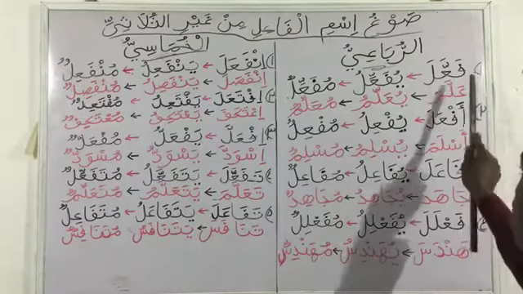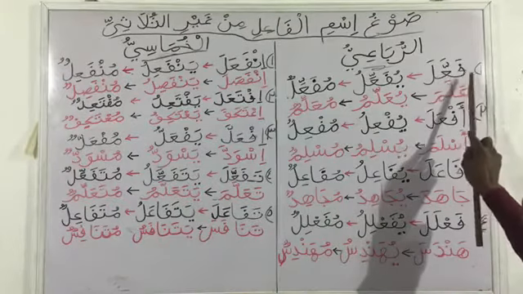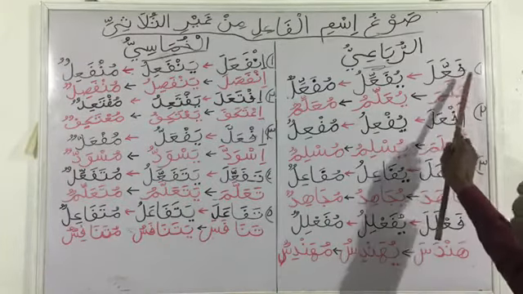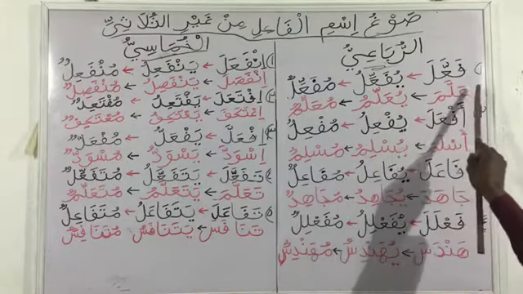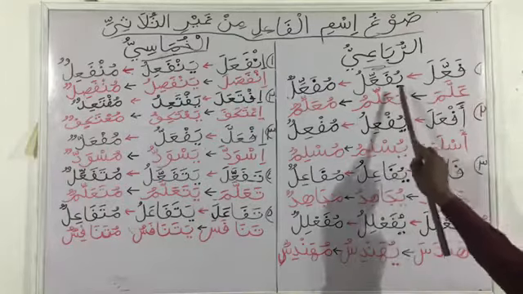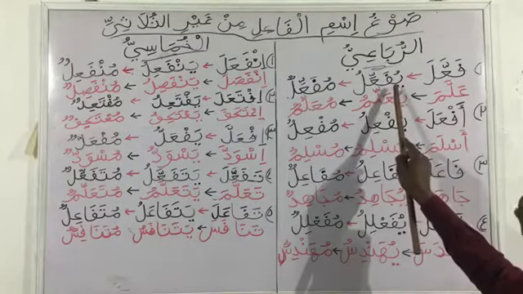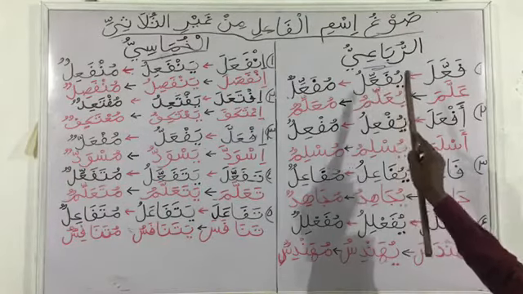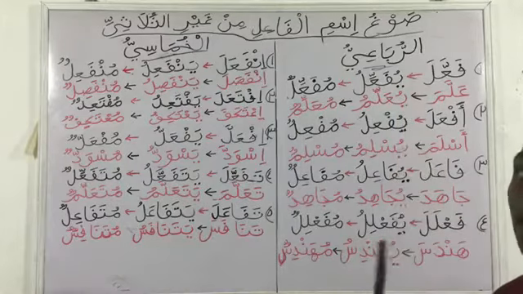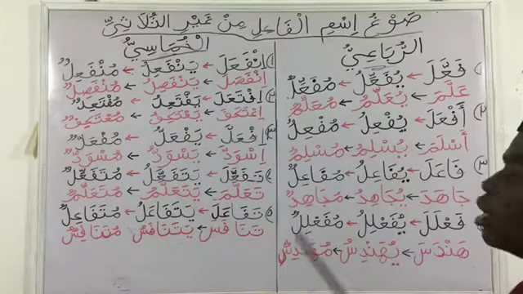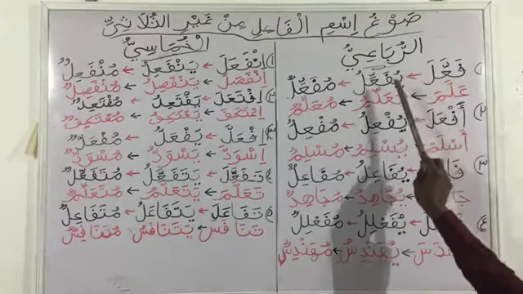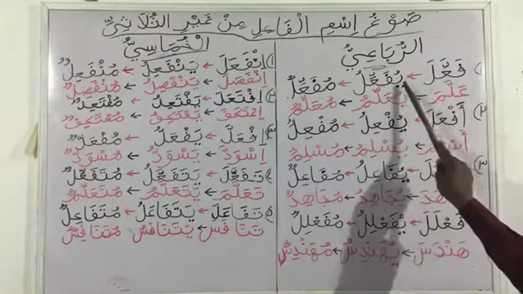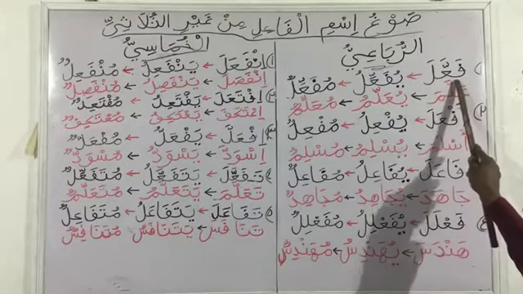So the first step is to turn this Fi'lul Madi, which is the past tense verb, into Fi'lul Mudari'. How do we do that? We do that by adding a harful Mudari', which can be Hamza, Nun, Ya or Ta. But for illustration purposes in classes, we always use the Ya as our harful Mudari'. So we add the harful Mudari' before this verb.